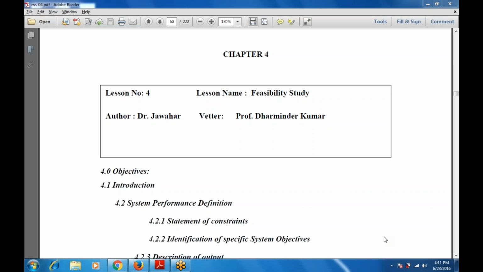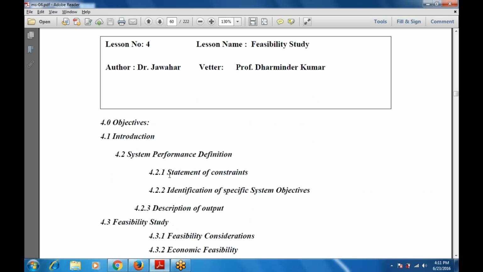In the last class we finished chapter number 3, and today I'm going to start chapter number 4, that is the feasibility study. In this chapter, first of all, there are the objectives of the feasibility study, then an introduction to the feasibility study, then system performance definition, that consists of 3 parts.